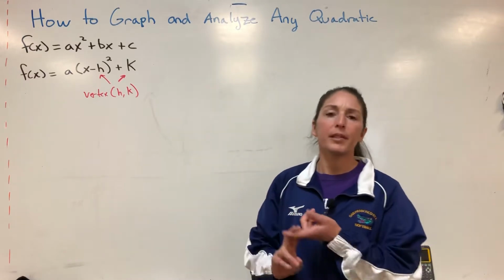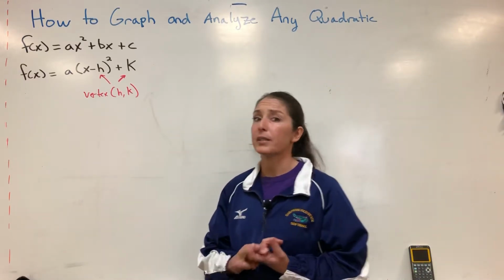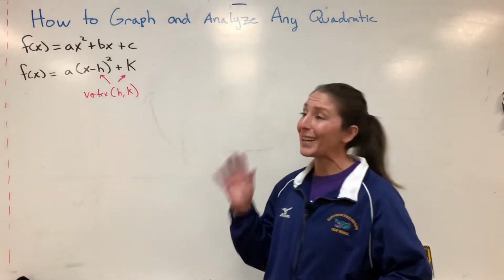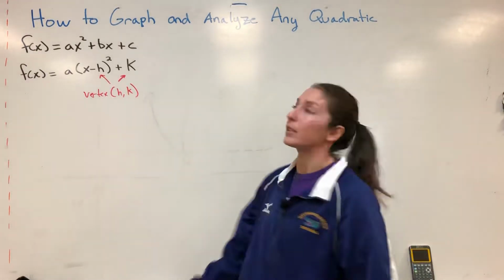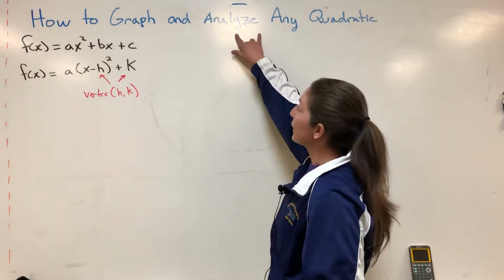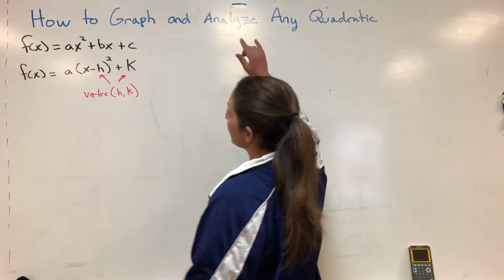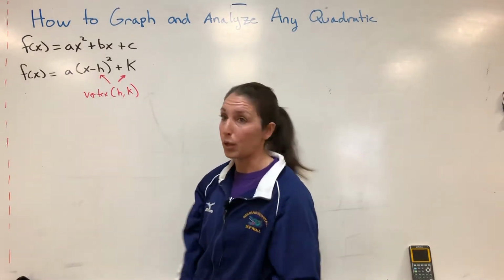I also want you to tell me where the X-intercepts are. I also want you to tell me where the Y-intercept is. I want you to come up with a min and a max for this thing. I want you to tell me where it's increasing, and I want you to tell me where it's decreasing. So all of that is under analysis, okay? But before we analyze, we have to first graph or draw our picture.